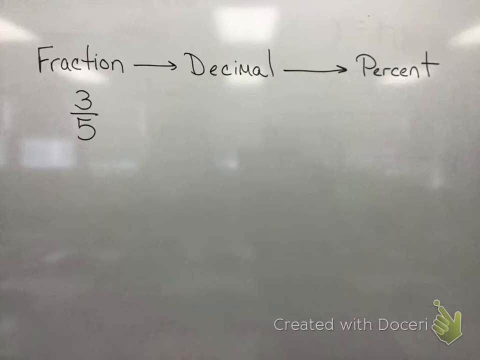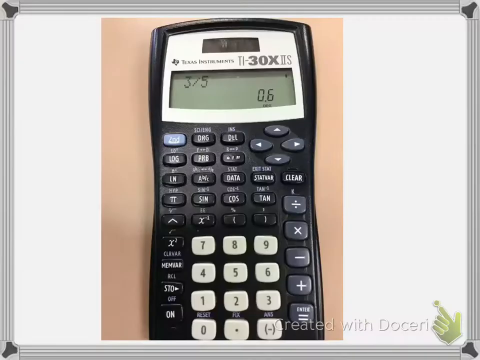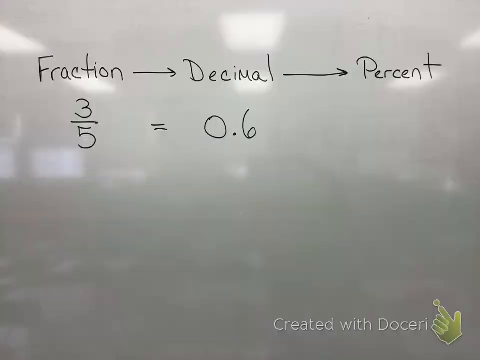So if we start with a fraction, let's say 3/5, which is as good a fraction as any, we take the numerator and divide by the denominator. So it looks like that, and you can see that by doing that, you get 0.6. So we take our 0.6 and that's our decimal. So we write it in our decimal spot. So now we can see 3/5 equals 0.6.